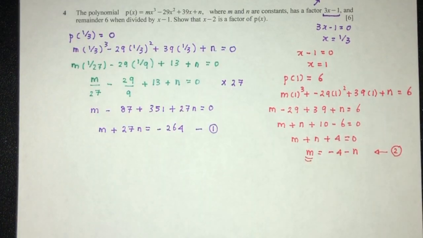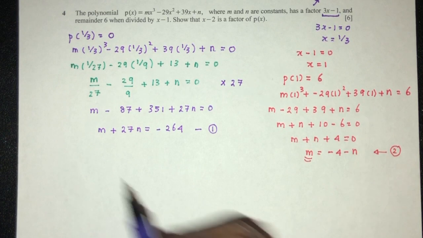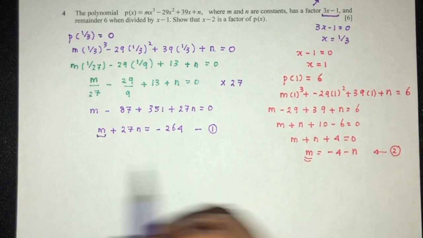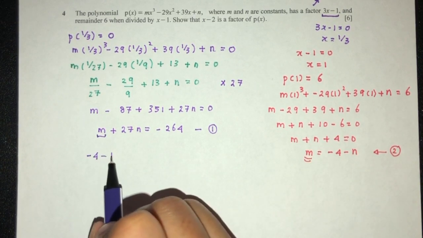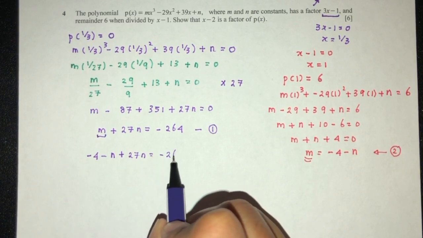And why did I do this? It is because I want to solve these equations to find the values of m and n, right? So let's do this. Replace m by this value. Let's see what happens. You will have m, which is also equal to minus 4 minus n, plus 27n is equal to this.